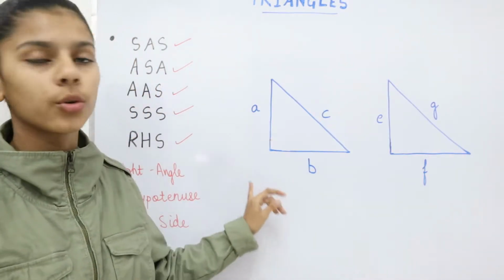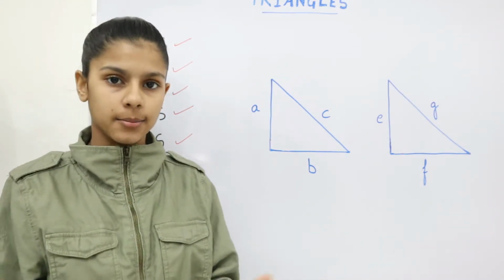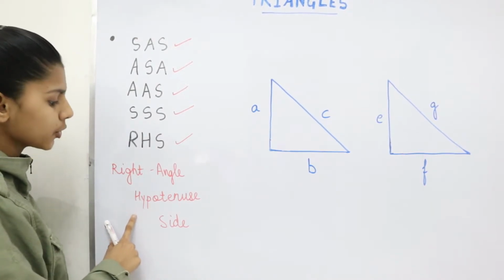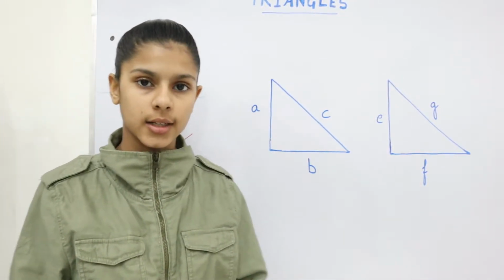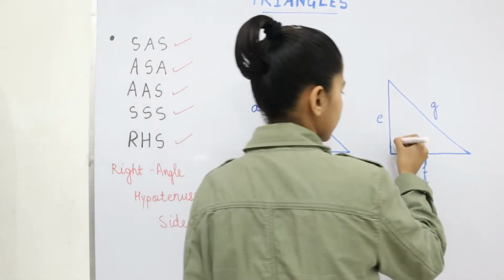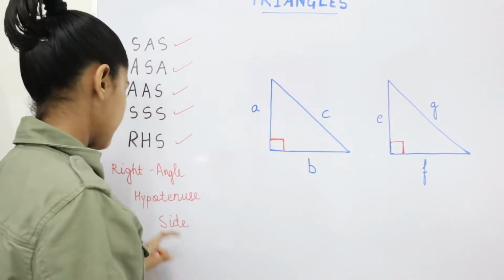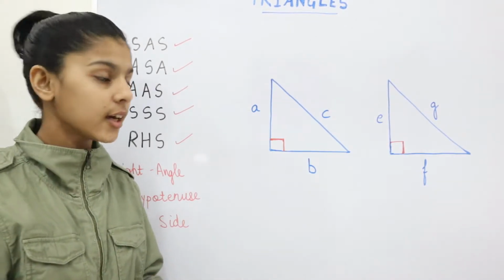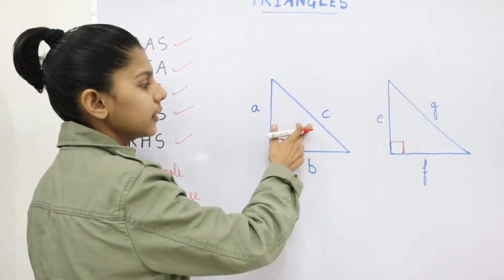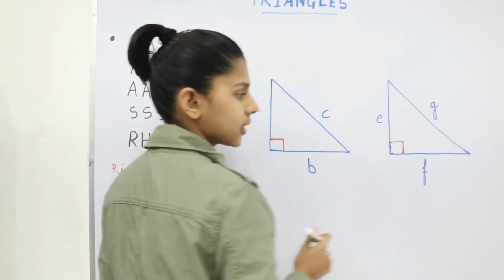So friends, I have drawn here two right angle triangles. Right angle triangles are those triangles which have a 90-degree angle in them. So we were talking about our fifth criteria for the congruence of triangles, which is RHS, right angle, hypotenuse, side. So if there are two right angle triangles, in this triangle this one is the 90-degree angle, and in this triangle this one is the 90-degree angle. Hypotenuse is the side in front of the right angle. So here is the right angle, 90-degree angle, and the side in front of it is side C. So this is the hypotenuse. In this triangle, side G is the hypotenuse.